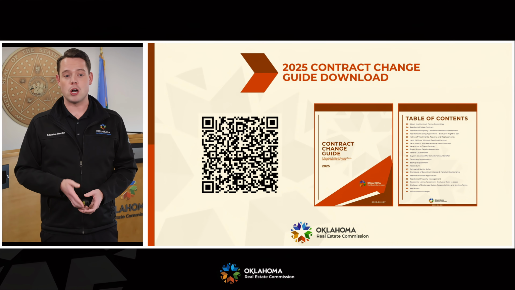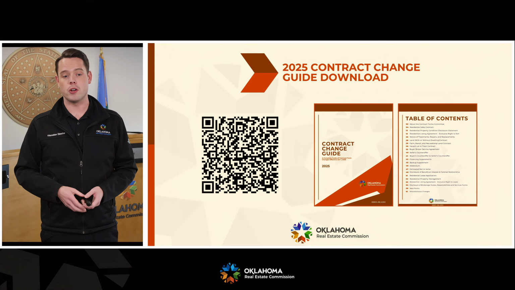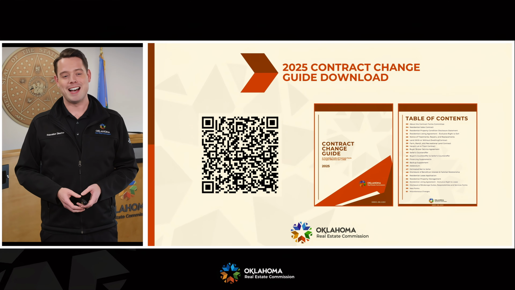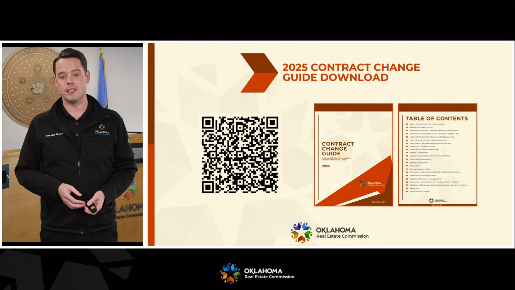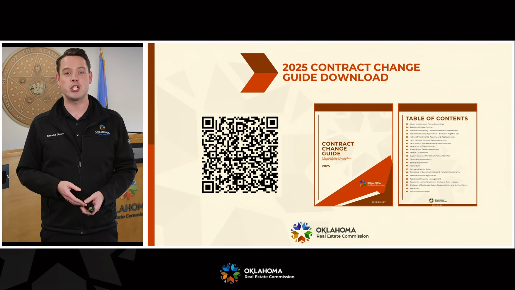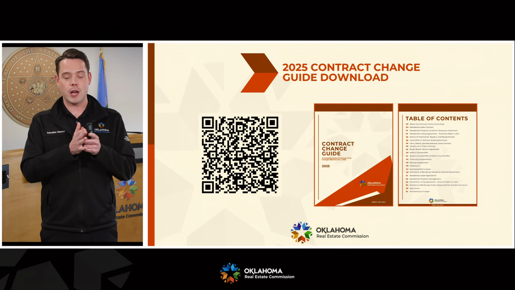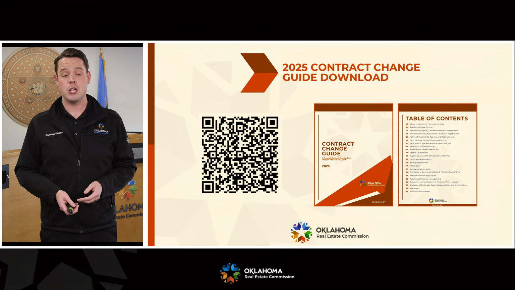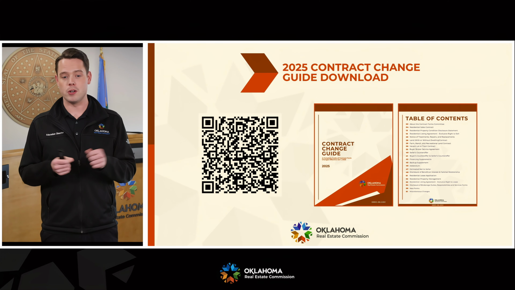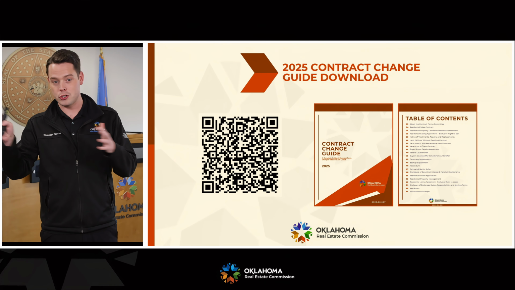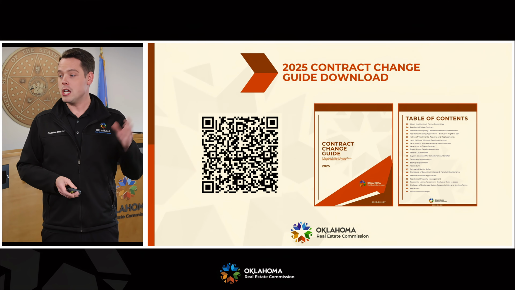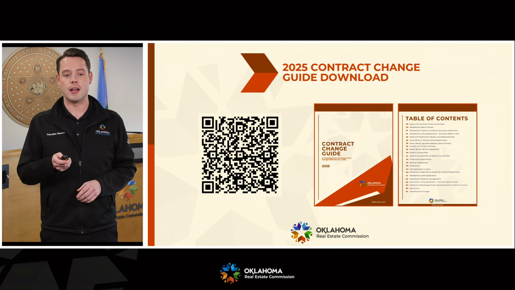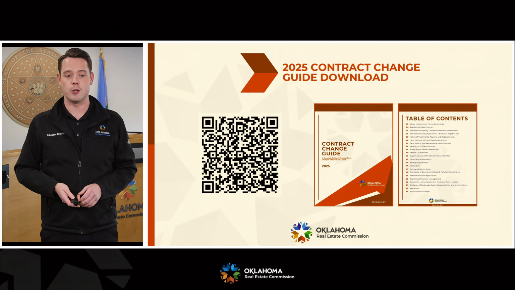If you want to follow along today, you can scan the QR code on the screen right now. We'll also have that linked in the chat, where you can look at the 60-something page contract change guide. This highlights every single change that was made to all of the contracts and forms. So if you want to have something physically, or on your screen so you can see it a little bigger, go ahead and scan that QR code. Again, we'll also put a link in the messages below.